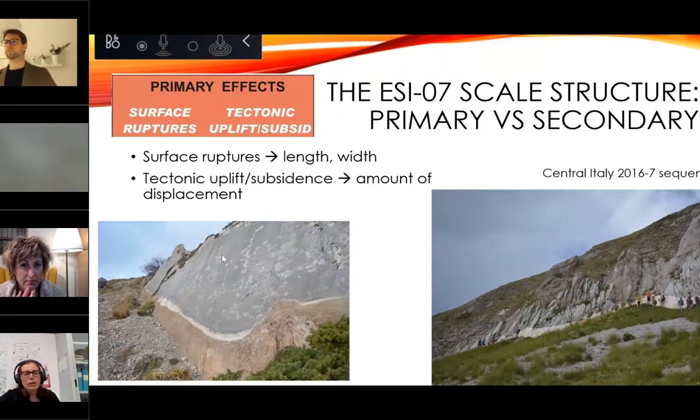Here I put a couple of examples of primary ruptures following the central Italy seismic sequence. So we have the fault plane, the bedrock fault plane, and at the base we have the offset related to a seismic sequence that actually occurred in 2016.